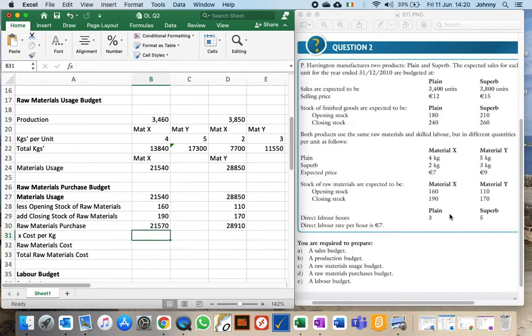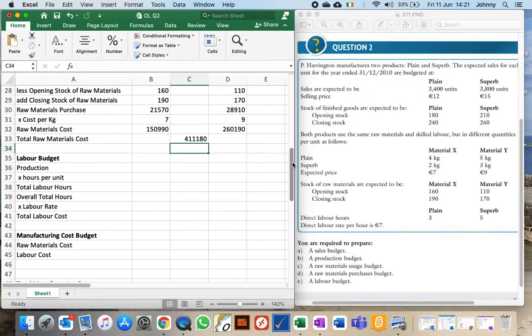We then take into account how much each material costs. So we've got €7 per kilo and €9 per kilo. So multiply those two together. And then we can add our two money totals. And that's how much money I need to spend on my raw materials.